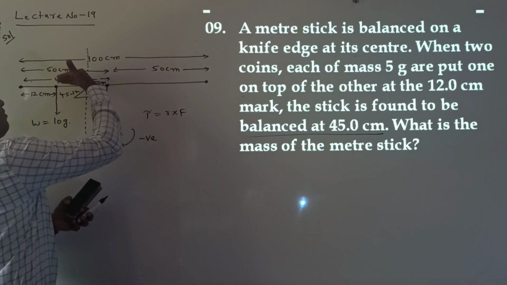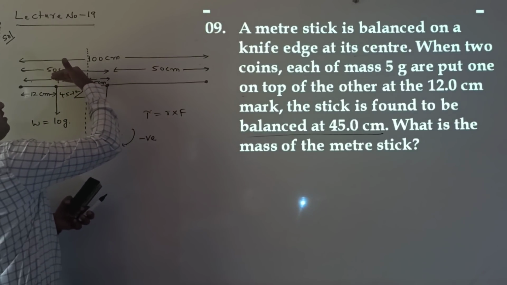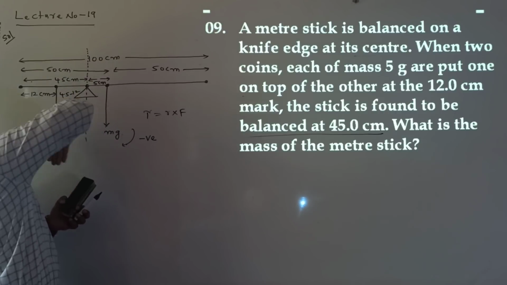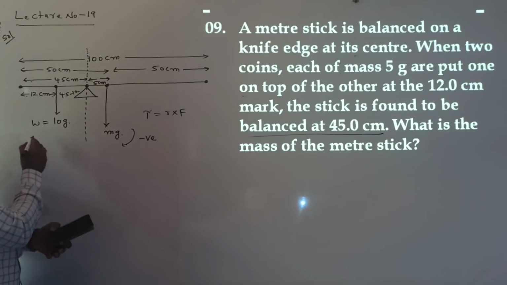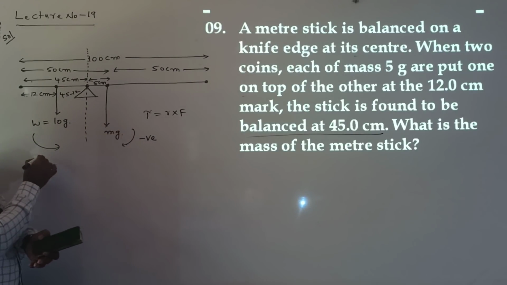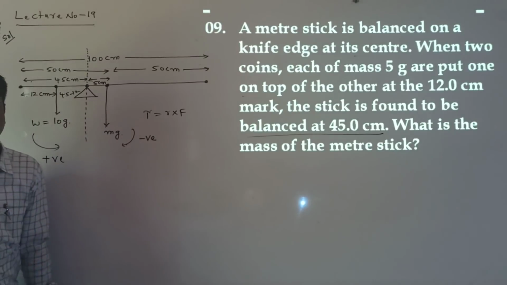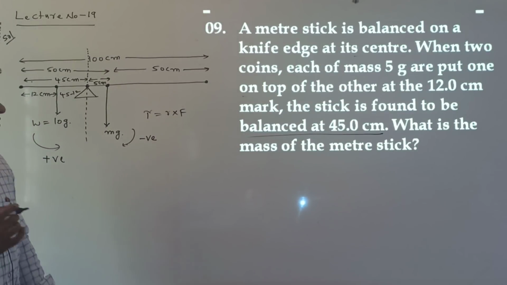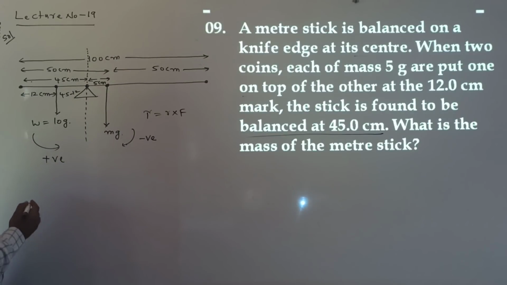Now, about this point I want to find the torque. I am rotating like this, so this is clockwise and this is anti-clockwise. Anti-clockwise is taken as positive. Clear? Now I first write the positive torque.